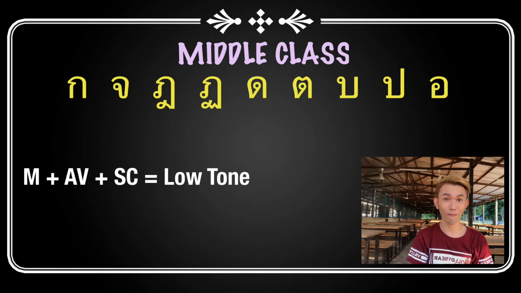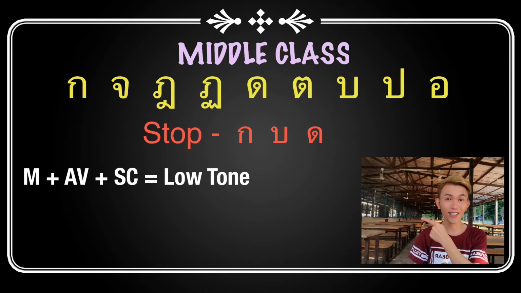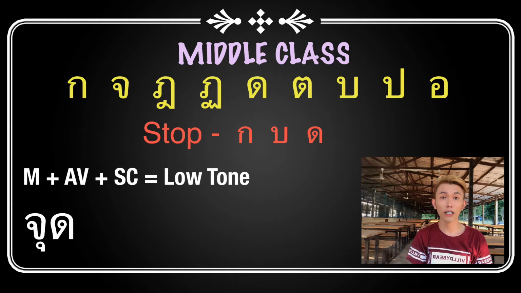The third rule is: any of the mid consonants plus any of the vowels plus a stop consonant equals low tone. What are the stop consonants? These are the stop consonants. So mid consonant plus any vowel plus stop consonant equals low tone. The first example is jajan, sarau, dodek, where dodek is the stop consonant.